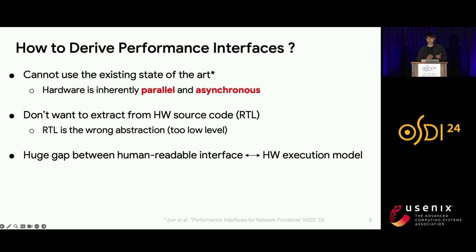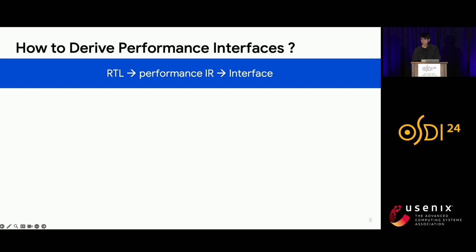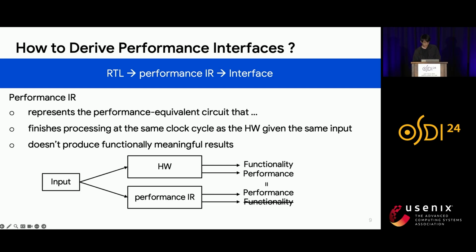Now, if you look at this readable sequential human Python performance interface, and this parallel execution model of hardware, there's actually a huge gap. To bridge this gap, we propose performance IR. We first distill performance IR from the RTL, then transform this IR into an interface. This performance IR represents a performance-equivalent circuit that finishes processing at the same clock cycle as the hardware given the same input. However, it does not produce functionally meaningful results because it's not functionally equivalent.